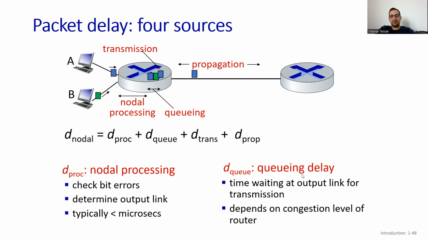The second thing is queuing delay. This is the time waiting at the output link for transmission, and it depends on the congestion level of the router. So if there is no queue, there is no queuing delay. But if there are a lot of packets transmitted, a burst of data from all of the hosts, then queuing delay might be milliseconds, sometimes seconds. And if it becomes minutes, then packet loss occurs.